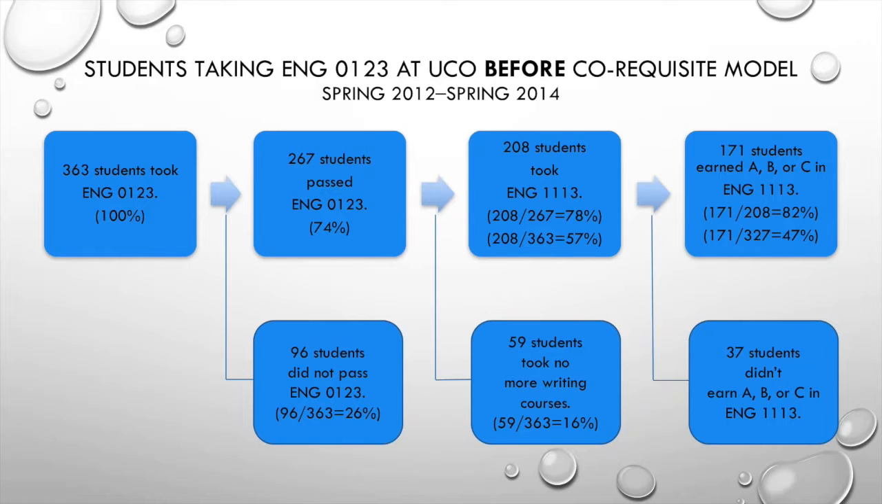Only 208 students went on to take English 1113, which is only about 57% of the total number of students who took English 0123 during this period. 59 students took no more English courses at all, and only 171 students who took the prerequisite version of English 0123 met the goal of earning an A, B, or C in English 1113. This is a disappointing 47% of all students who took English 0123 during this period, and is significantly less than the success rate of students directly placed into English 1113.